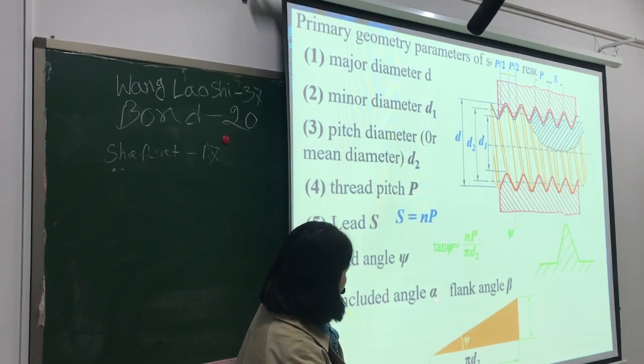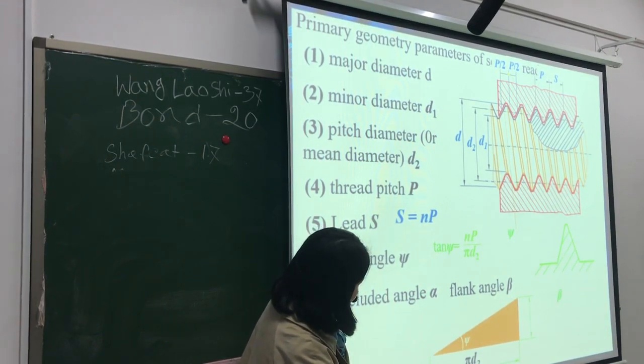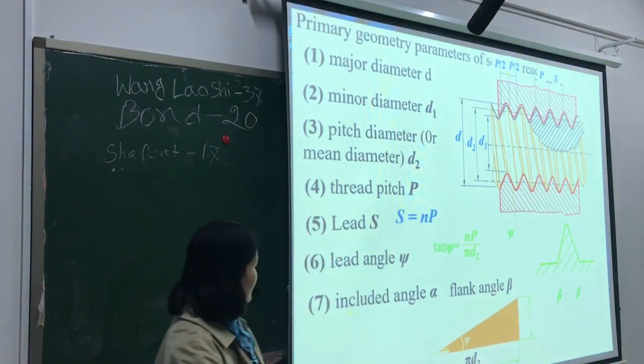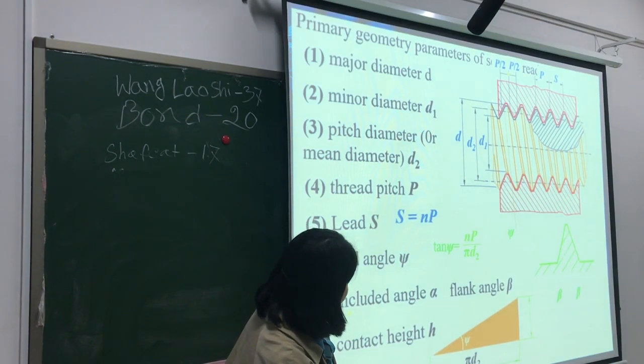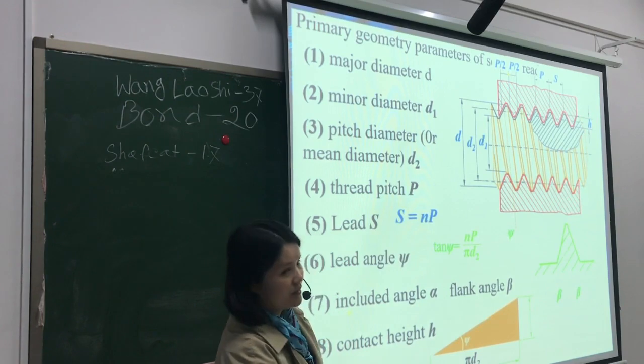The included angle alpha is the angle between two flanks of the thread, and the flank angle beta is half of alpha. And the contact height H is the distance between the major diameter and the minor diameter.